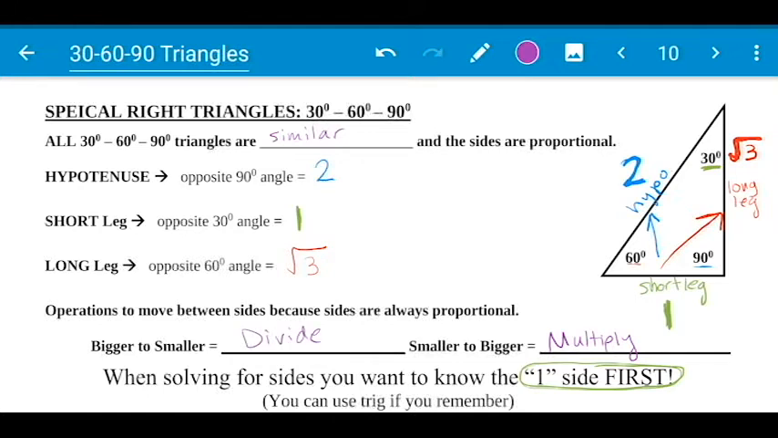Now remember, the very first thing we want to do is figure out which one is our smallest side and assign that our base. So if that base happens to be 3, we're going to do 3 times 2 to get 6 for our hypotenuse, and 3 times the square root of 3 to get our long leg. Pretty straightforward. Let's do some examples.